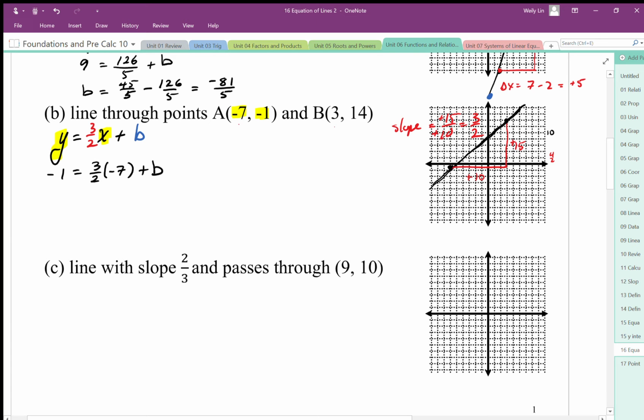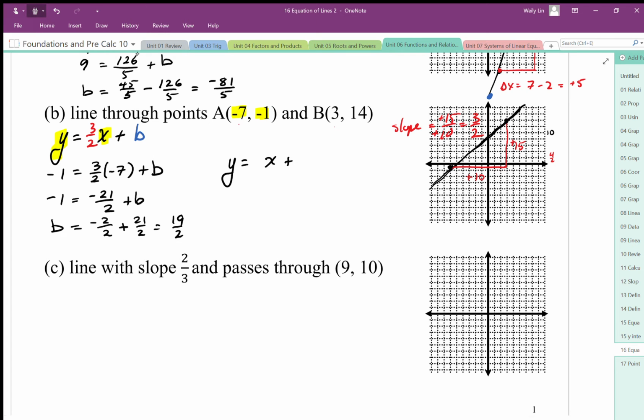in the equation. So working this out, I get -1 equals -21 over 2 plus b. Solving for b, I'm going to make it a common denominator, -2 over 2 plus, I'm going to add 21 over 2 to both sides. So I end up with +19 over 2 as my b value. So the equation of my line becomes y equals 3 over 2 x plus 19 over 2 as my y-intercept.